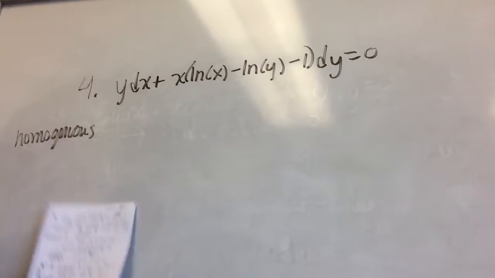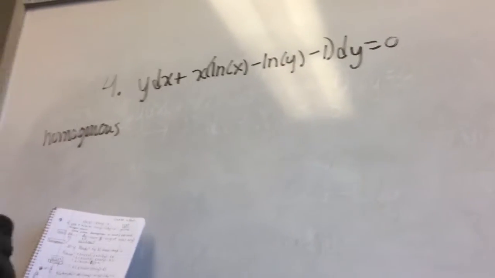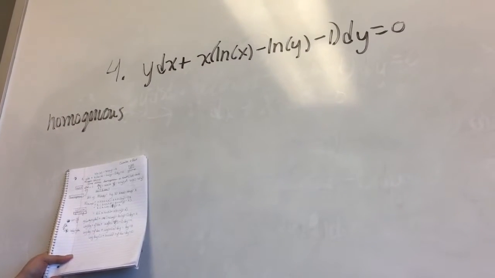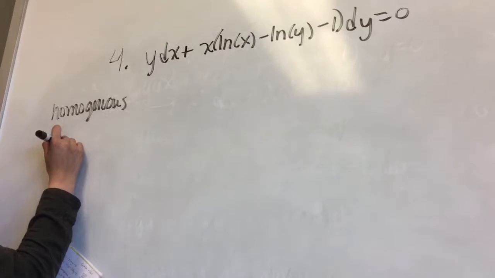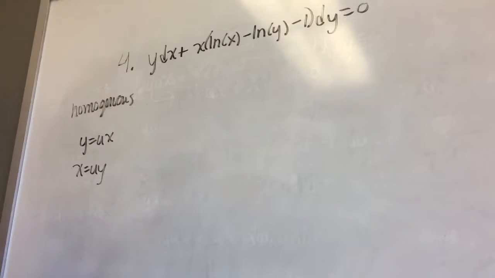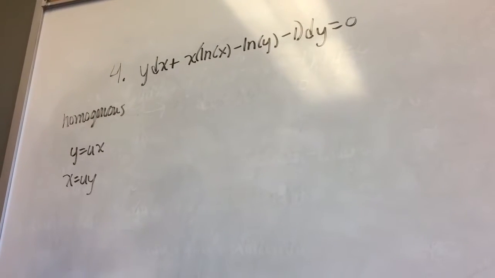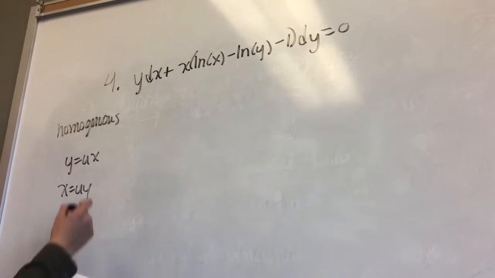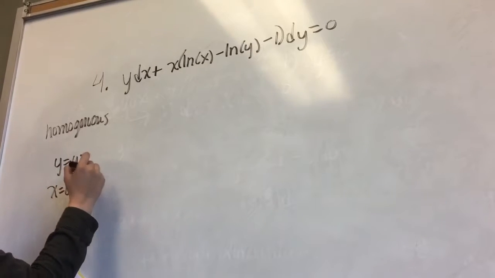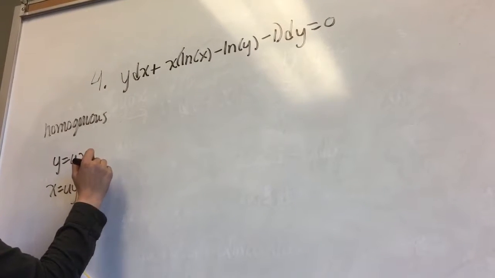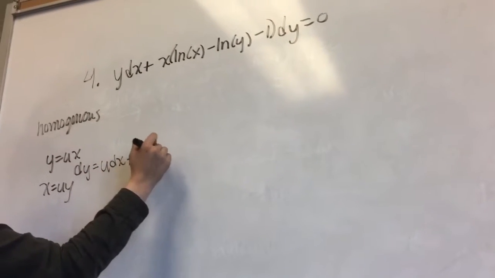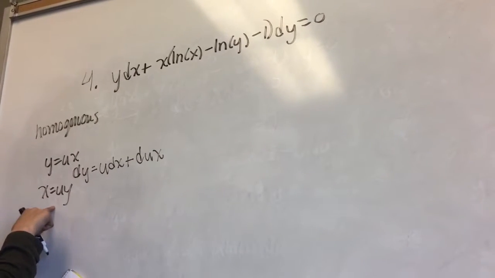In order to solve a homogeneous equation, what we want to do is check if it's homogeneous, which I already did, and I'm going to save some time by not doing that. So now that we know that it's homogeneous, we're going to substitute either y is equal to ux or x is equal to uy. If we use y is equal to ux, then we also have to use dy is equal to u dx plus x du, and similar for x is equal to uy.